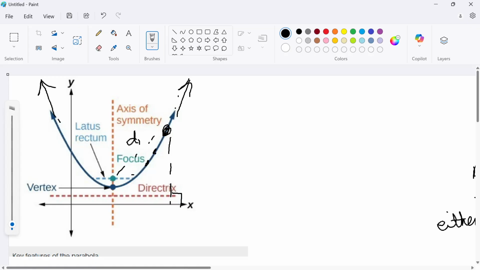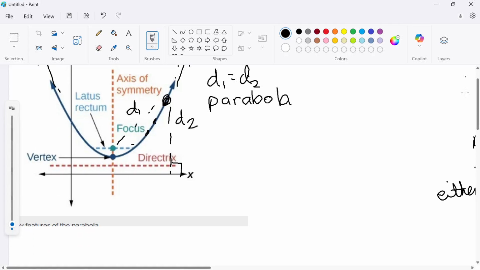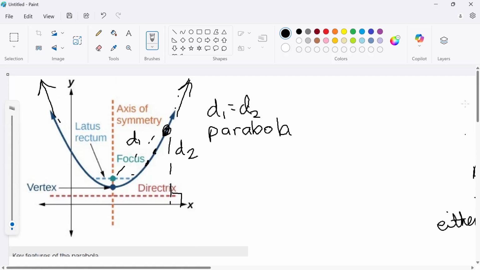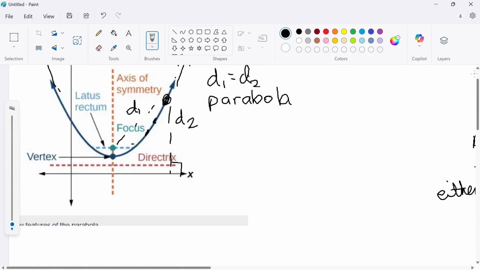So I'll just call that D1, D2. If D1 equals D2, the distance from the focus to the point equals the distance from the point to the directrix, that's the feature of a parabola. Every point you can find in the parabola has those two distances equal. What is all this focus and directrix and all that? Well, I just defined it.